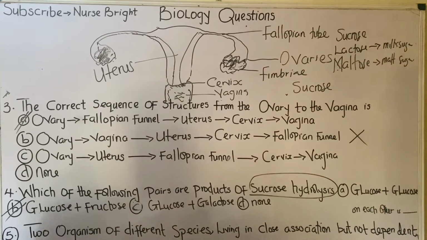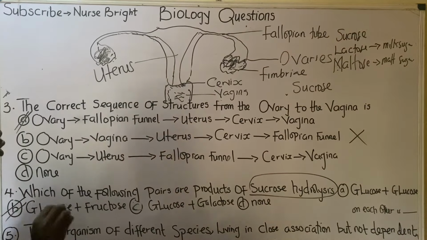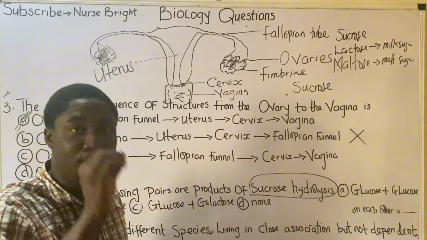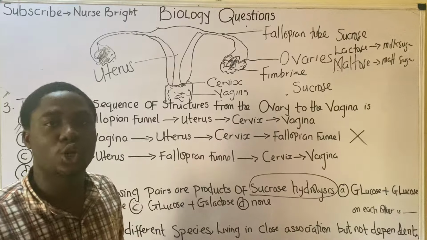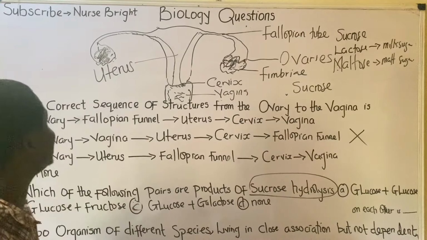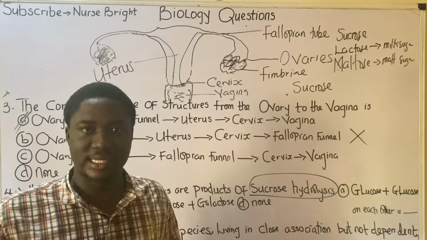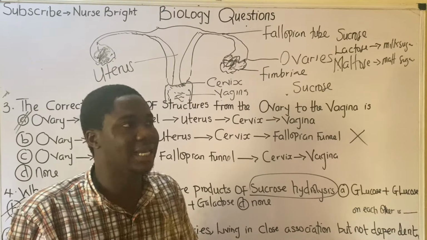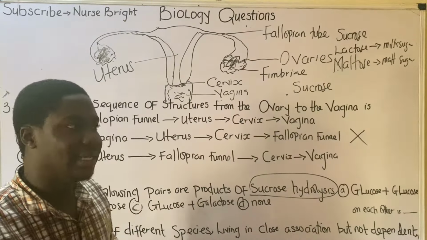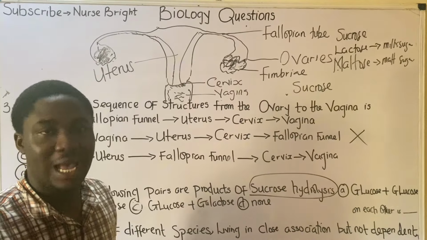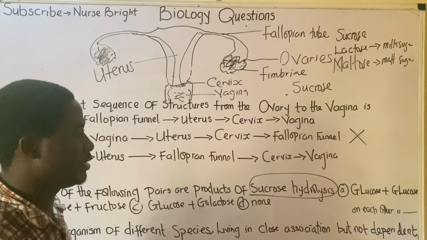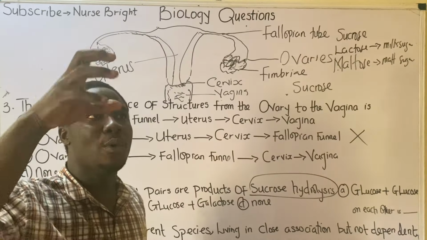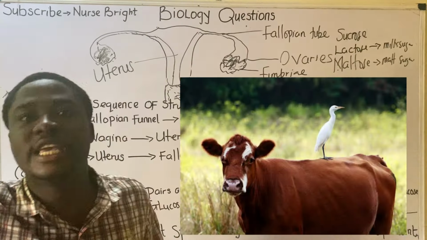So for question 5, it says two organisms of different species living in close association but not dependent on each other is. Now this set of organisms are called commensal organisms, from the process commensalism. Remember that it is a relationship of organisms that are of different species. A good example of commensalism is shark and remora fish. Or we can also say cattle and cattle egrets.